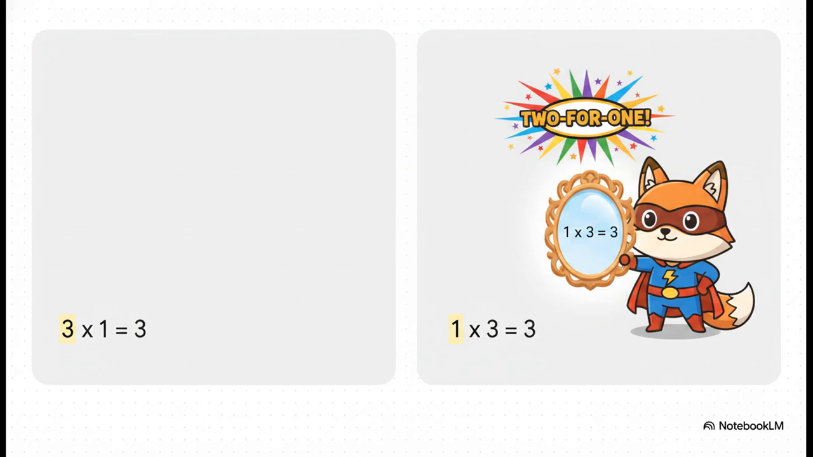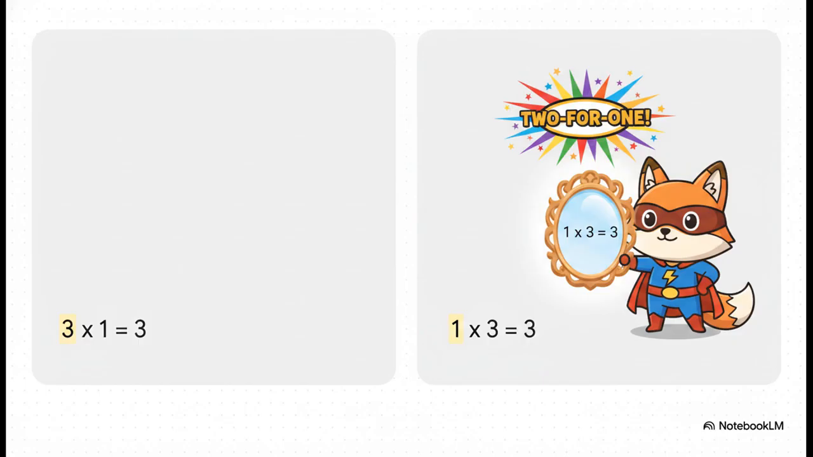And actually, this brilliantly illustrates our absolute secret weapon here, which is reversibility. Because in multiplication, order simply doesn't matter. Knowing that 3 times 1 equals 3 means you automatically, by default, know that 1 times 3 also equals 3. It's like getting 2 facts for the price of 1 mental effort.